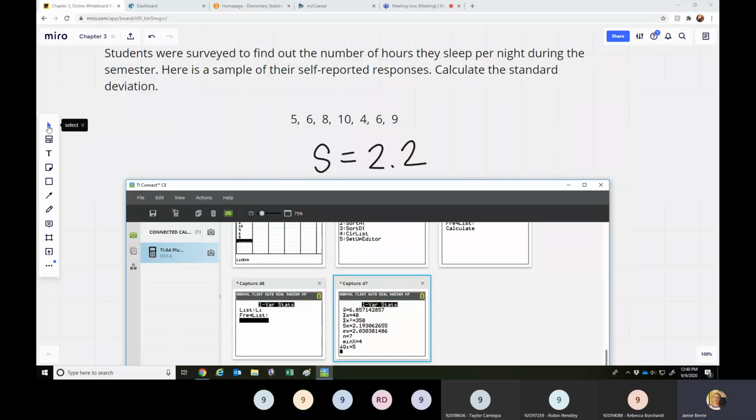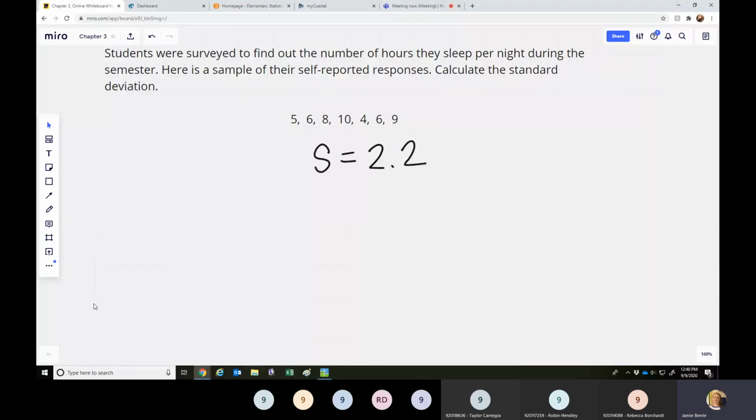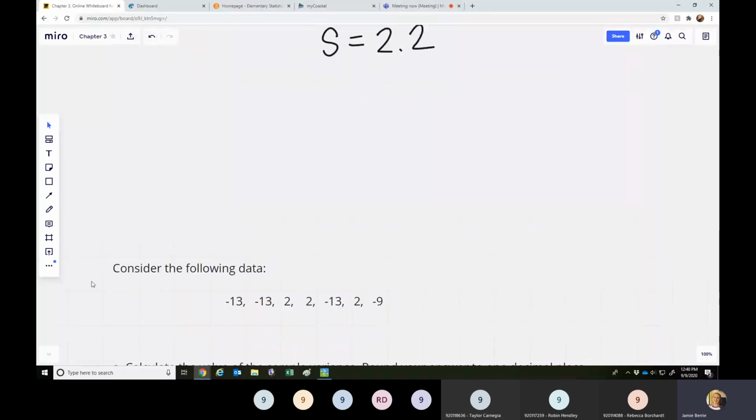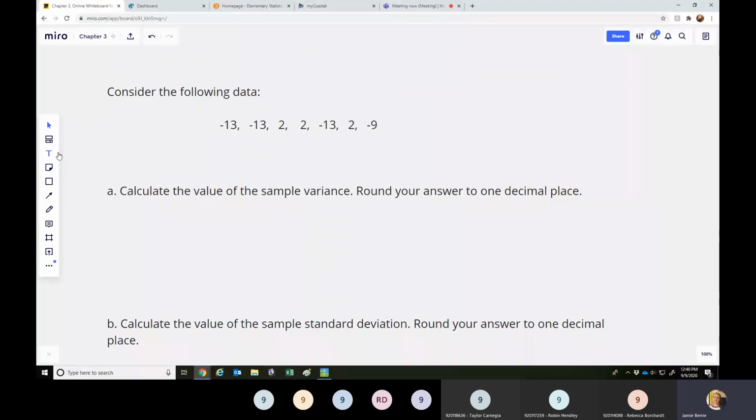Some of y'all, if you were in my math modeling class, then you know we've done stuff like this with the list before, so you may be more comfortable with that. And maybe this will come a little bit easier to you.